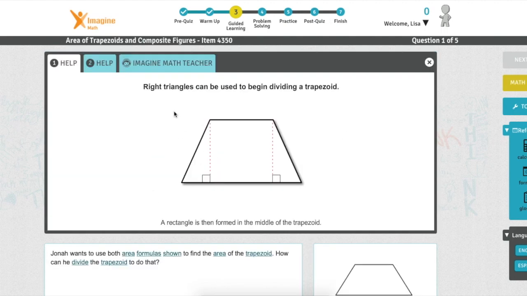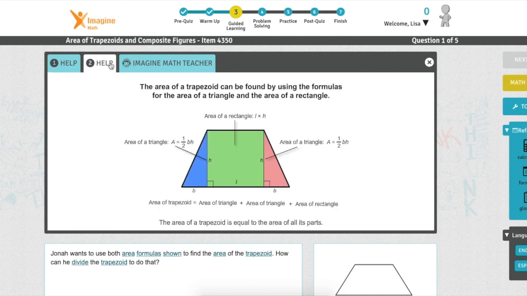So we can look up here and it says right triangles can be used to begin dividing a trapezoid. So if I take off that right triangle on both sides of the trapezoid, that leaves this rectangular center, right? If that's still not making sense, you can see that we've got our triangle here, our rectangle here, and our triangle here. And you can also read through the material. If you're still lost, go ahead and use the teacher.